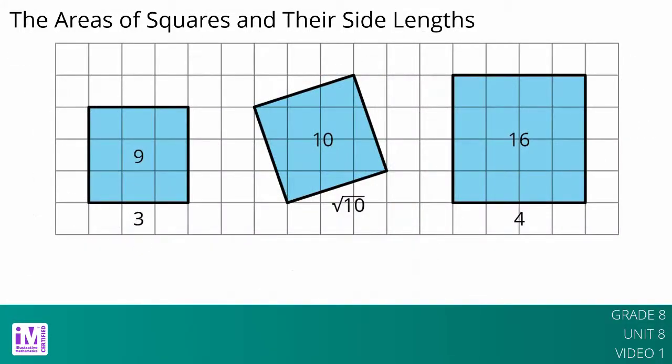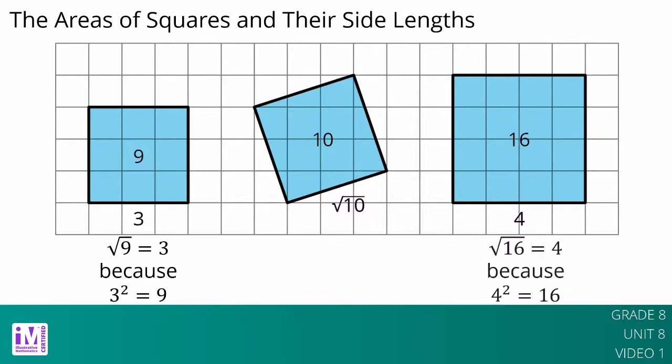Here are 3 squares with their areas and side lengths given. All of these statements are true. The square root of 9 equals 3 because 3 squared equals 9. The square root of 16 equals 4 because 4 squared equals 16. The square root of 10 units is the side length of a square whose area is 10 square units. And the square root of 10 squared equals 10.